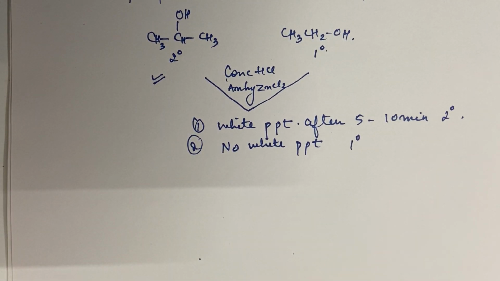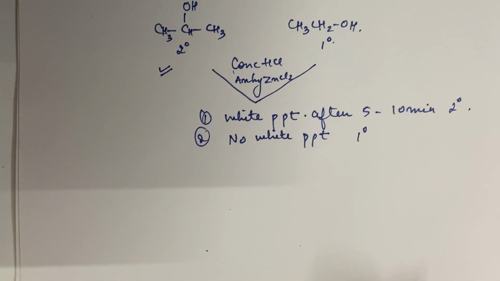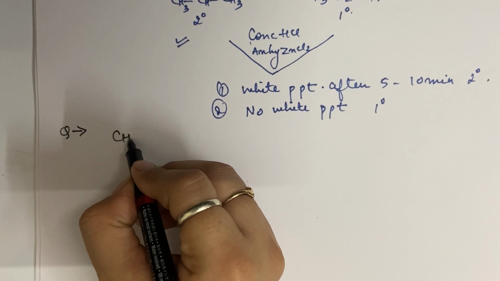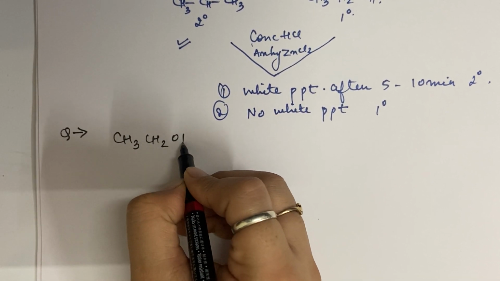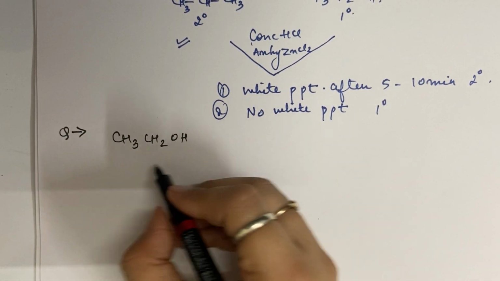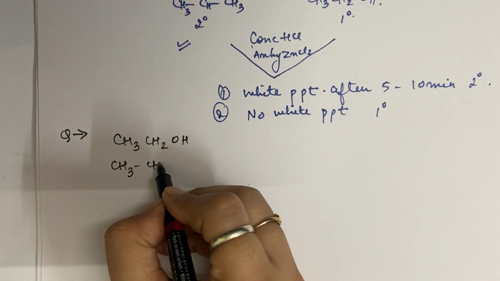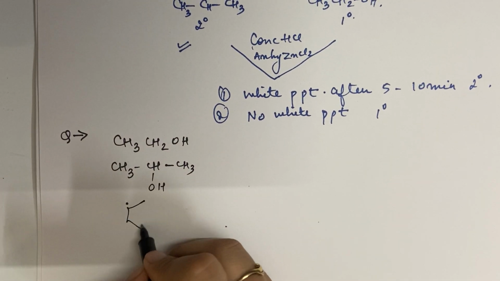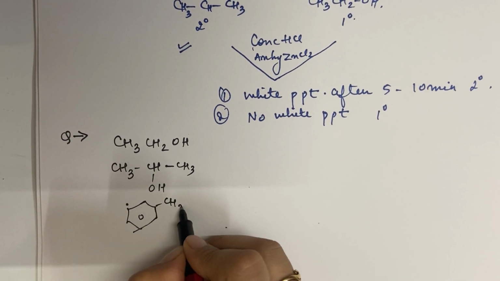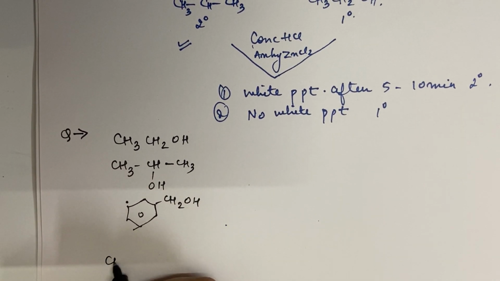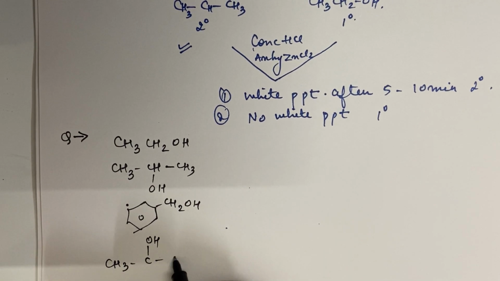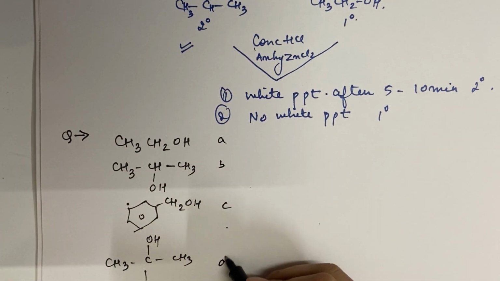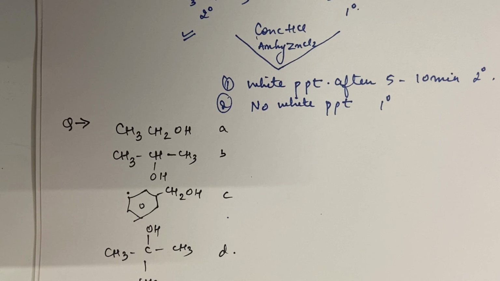Okay, now I'm giving you one more question which you can try on your own, and you can tell me the answer in my next class. You have to tell which compound will show a positive Lucas test among the following compounds given below: CH3, CH, CH3, OH, then this is CH2OH, this is CH3, C, OH, CH3 and CH3. These are A, B, C and D. Try this question and be ready with the answer in the next class.